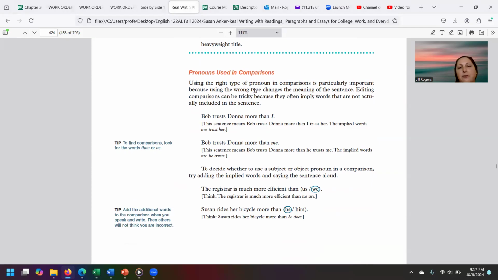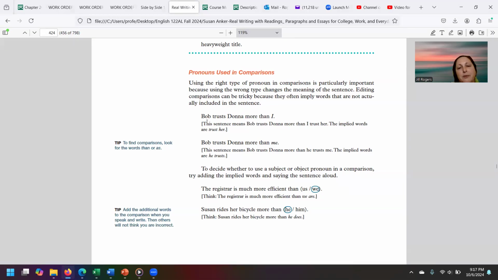Okay, so what does this mean? A comparison means when you're comparing two things, right? So using the right type of pronoun in comparison is particularly important because using the wrong type of pronoun changes the meaning of the sentence. Editing comparisons can be tricky because they often imply words that are not actually used in the sentence. So that's also hard to understand, because they're implying words that aren't there.